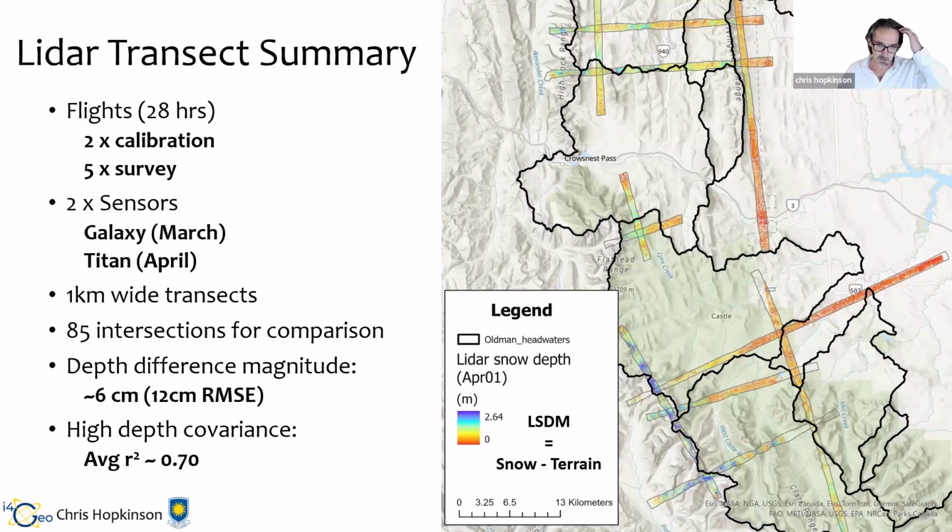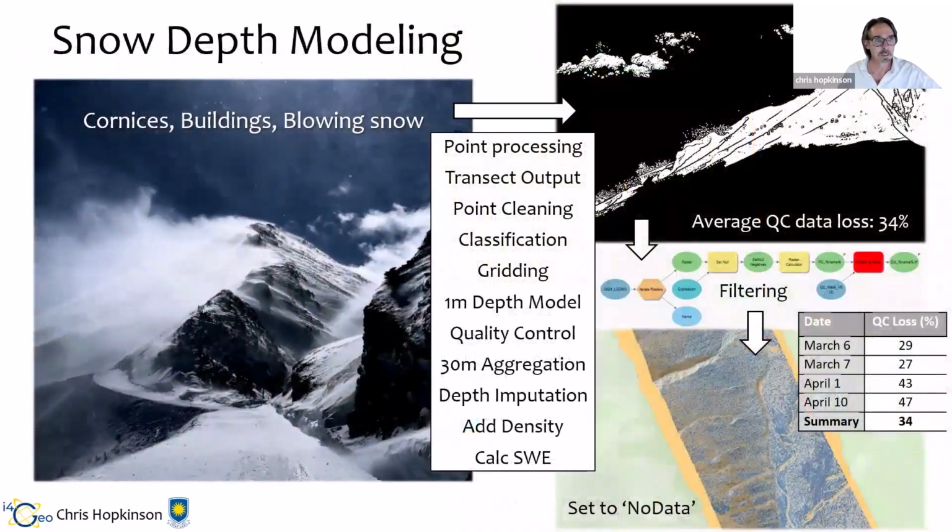What we found was a 12 centimeter RMSE, nominally a mean magnitude offset, so not an average offset, but a mean magnitude of plus or minus 6 centimeters. So our mean deviation averaged about 6 centimeters with a 12 centimeter RMSE. But as we had hoped and expected, there was a very high depth covariance of 0.7, or 70% of the variance explained. So overall, quite satisfactory. We think we could do better than that, but for the first major assessment, we're quite happy with that.